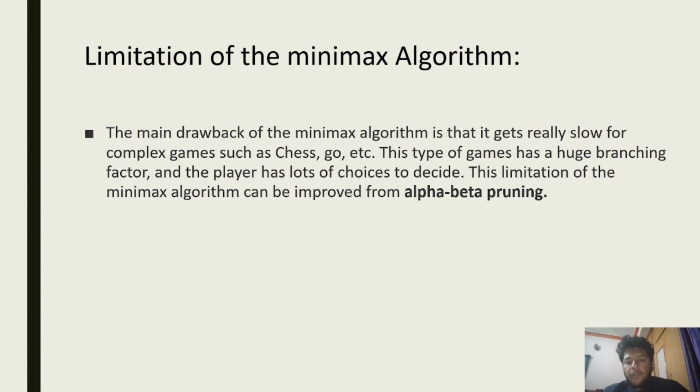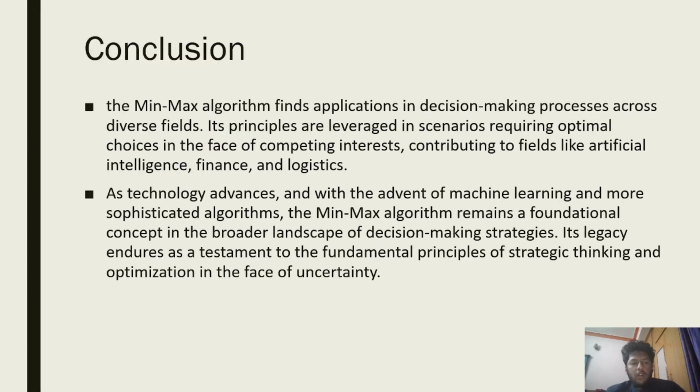Coming to the conclusion of this topic, the MinMax algorithm finds applications in decision making processes across diverse fields. Its principles are leveraged in scenarios requiring optimal choices in the face of competing interests, contributing to fields like artificial intelligence, finance, and logistics. So this basically helps in decision making and finding the best path in a very simple way, and finding a definite solution, as we just saw.